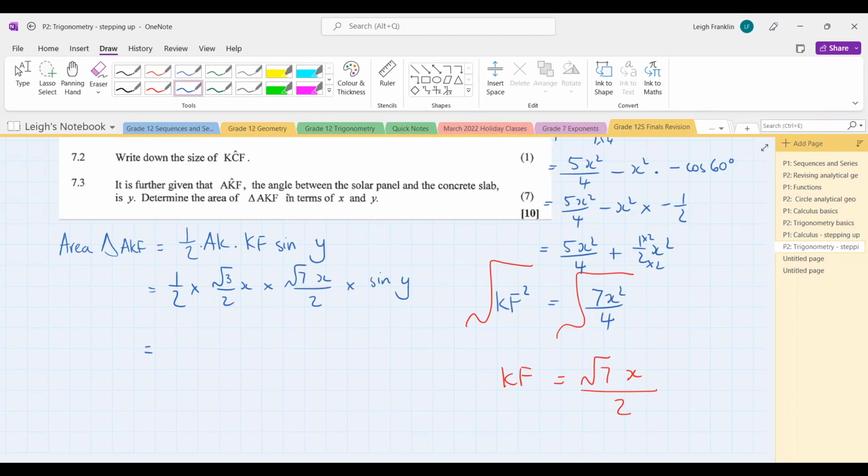Okay, so what is this going to give me in my numerator? I'm going to end up with root 21 x squared sine Y all over 8. Okay, and that's the most that I could possibly wish to simplify this expression. So there we go, 7 marks. And look at that, our hour is gone.